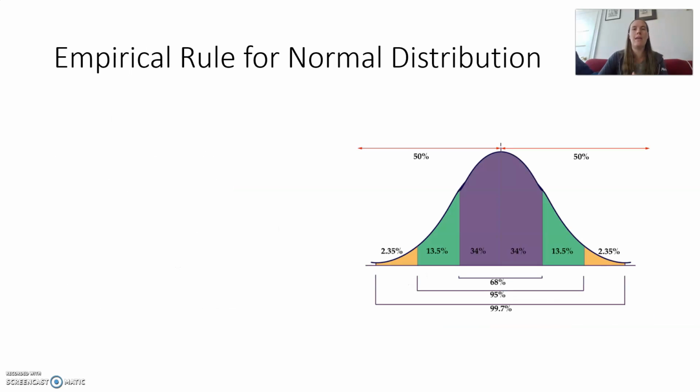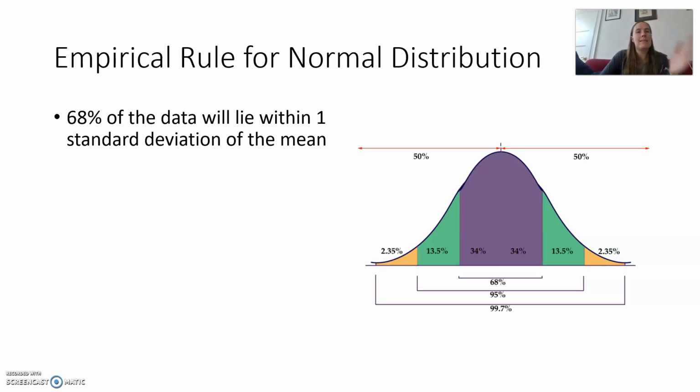There's one other thing that we need to talk about with our normal distribution, which is our empirical rule. So with our empirical rule, it is 68% of the data will lie within 1 standard deviation of the mean. So that means all of that purple is 68%. The reason it's split and it has those two 34s is because remember it's symmetrical, so we can split everything.